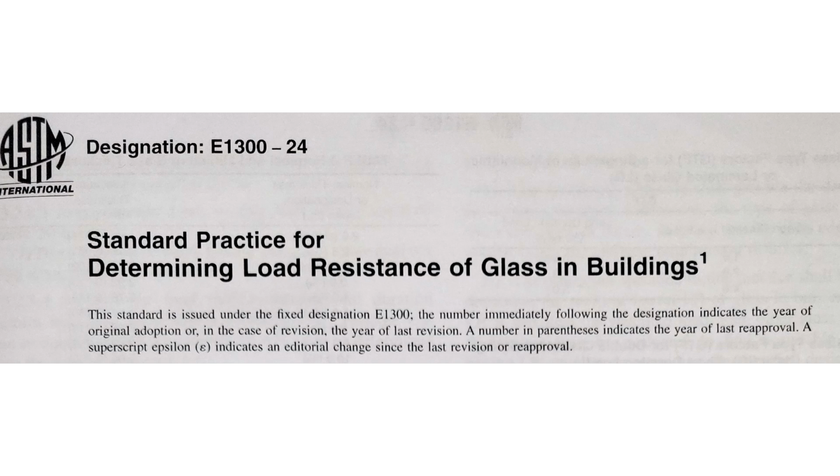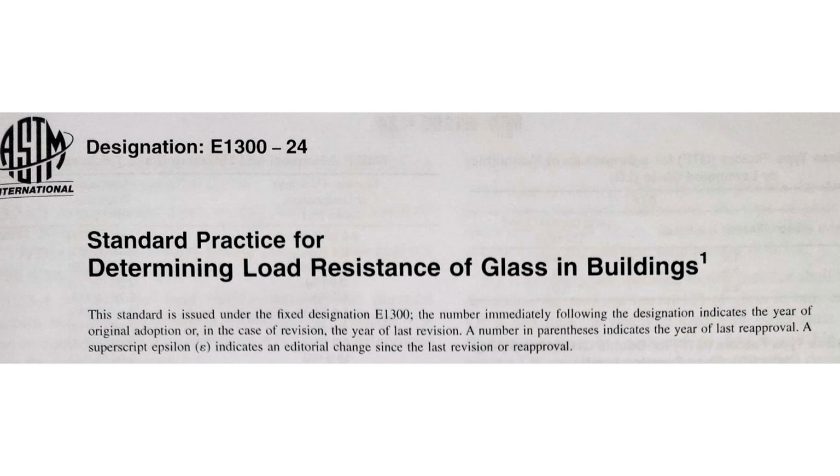We are going to be talking about ASTM, American Society of Testing Materials, designation E1300-24. This is the standard practice for determining load resistance of glass in buildings. All right. So, first thing we're going to do, we're going to break this thing down, paragraph by paragraph. It is quite involved, so strap in. Okay. So right away, it tells us what this standard is all about.